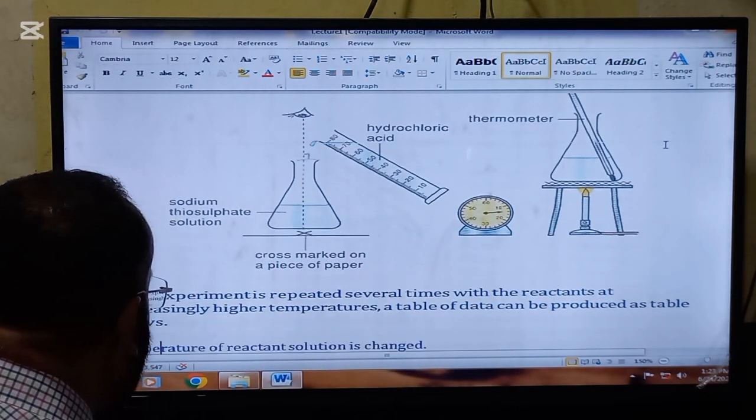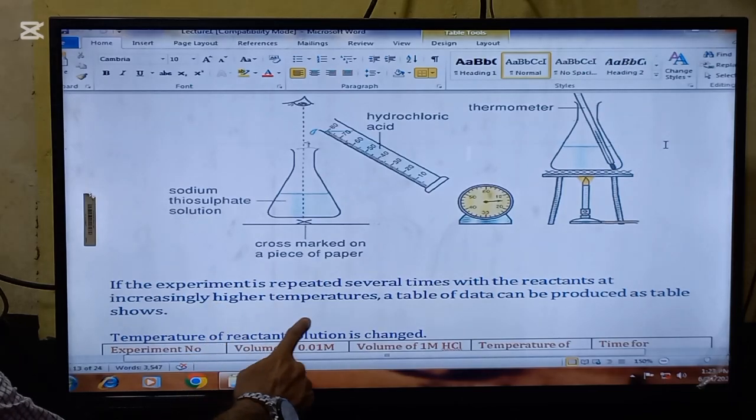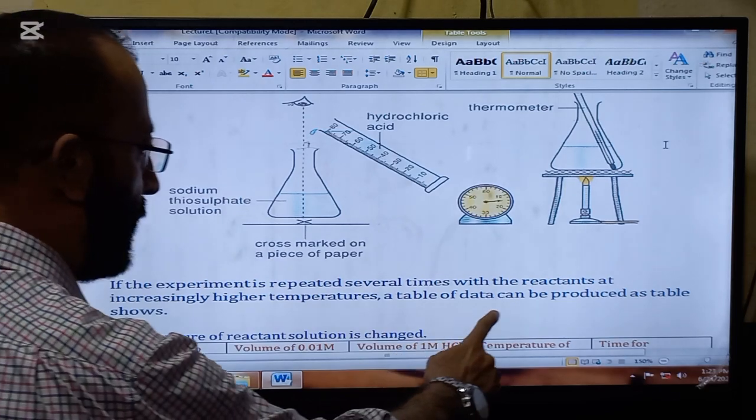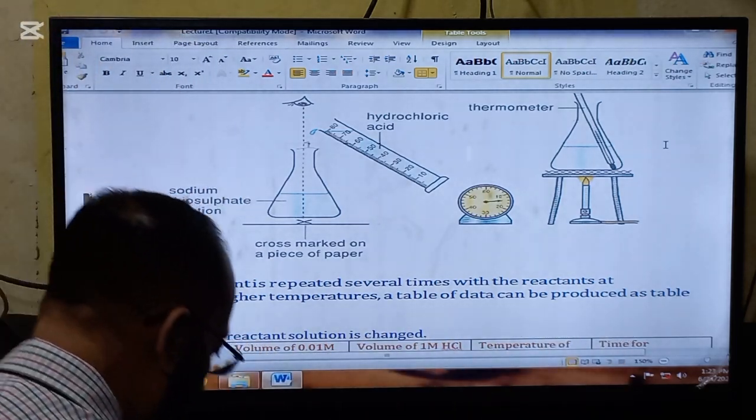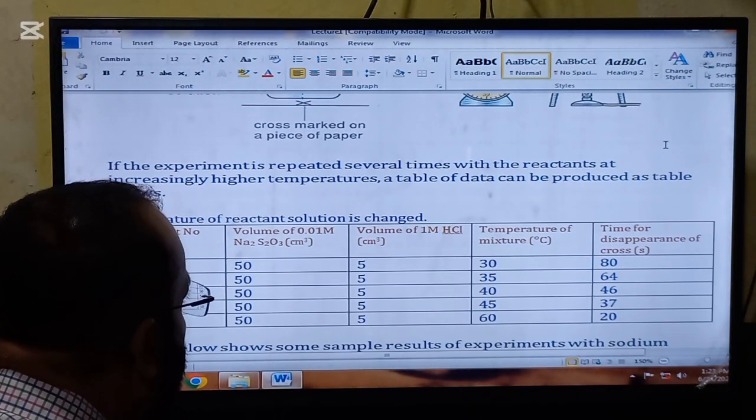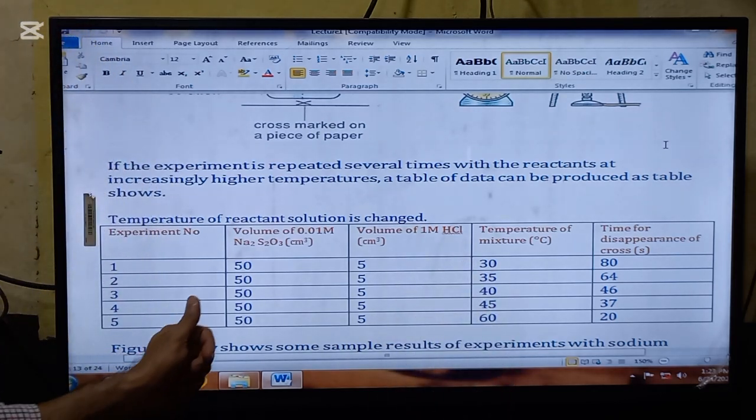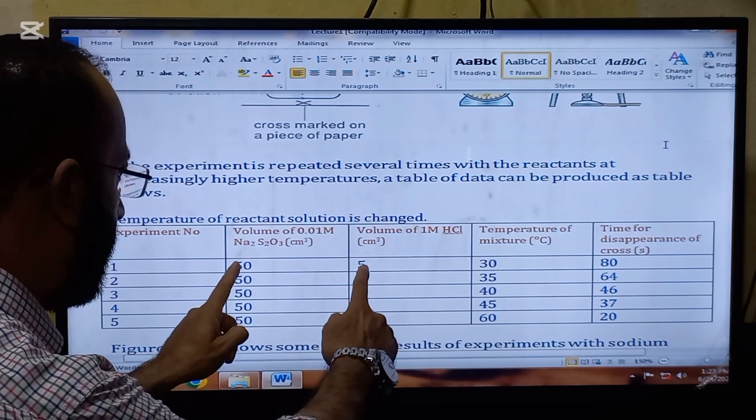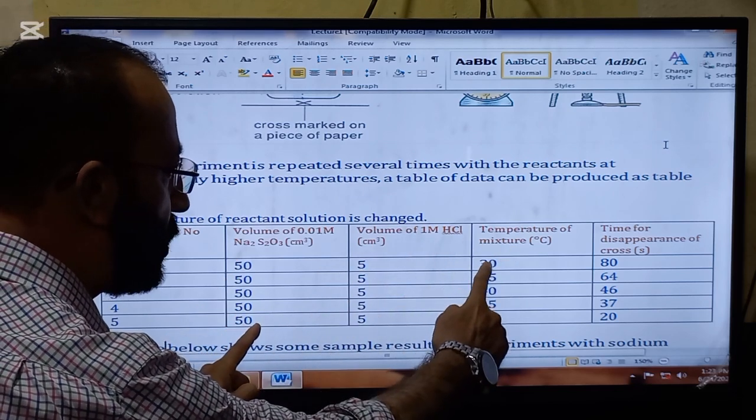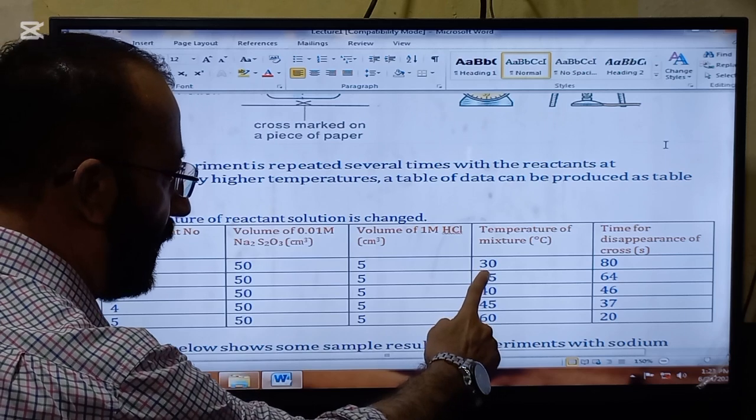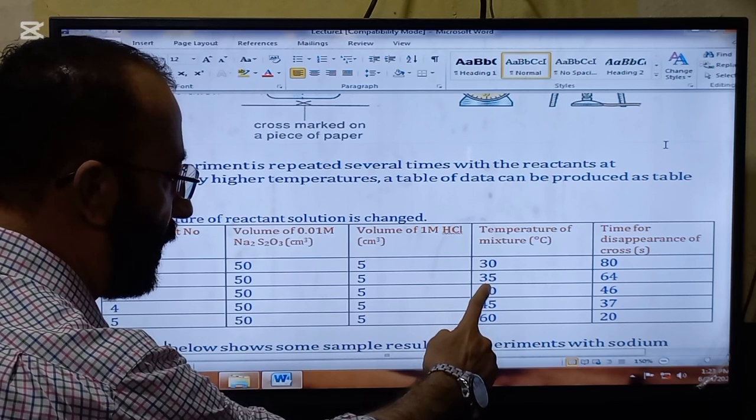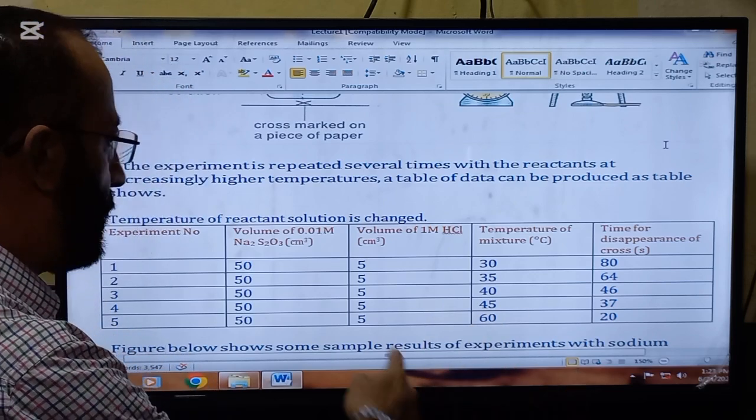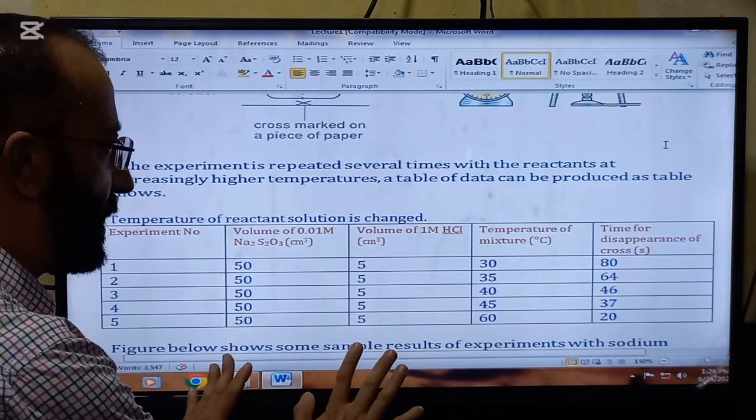Look now, if the experiment is repeated several times with the reactants at increasing high temperature, a table of data can be produced as shown. So look now, we will repeat this experiment a number of times with the same quantities. Sodium thiosulfate and HCl quantities are the same, only the temperature is changing. In the beginning the temperature was 30 degrees, then raised to 35, then 40, then 45, then 60. So only temperature is changed, the quantities of the reactants will be the same.